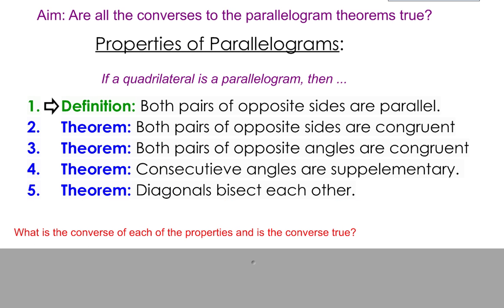Okay, so we know that if a quadrilateral is a parallelogram, all these properties are true. Now the question is, what about the converse? In other words, each of these are theorems. Theorem: both pairs of opposite sides are congruent. What is the converse of this statement, and is the converse true? Well, first, let's see if you can remember what the converse is.